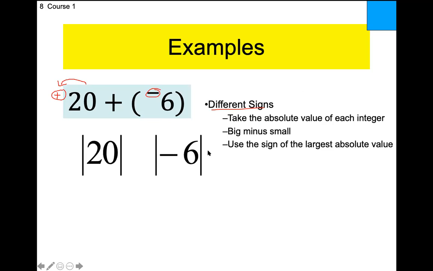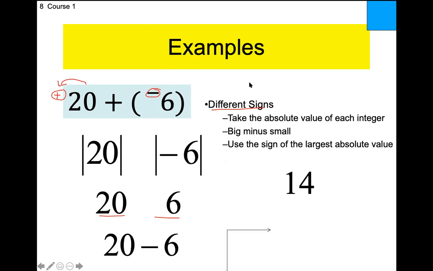So the absolute value of 20 is 20. The absolute value of -6 is 6. We always will wind up with a big number and a small number, unless both numbers are the same. Danny's question before: when both numbers are the same, then you're going to get a 0, right? Okay, 20 and 6, that would be 20 minus 6. 20 minus 6 is 14.